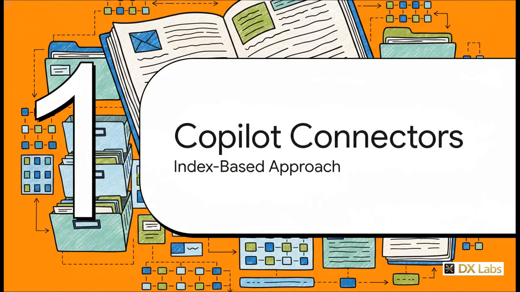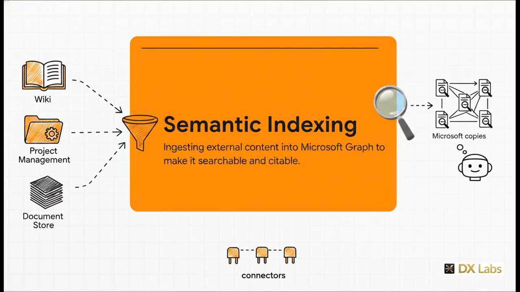Section 1, Copilot Connectors, which we call the index-based approach. Think of this approach like giving your agent that highly organized rulebook we just talked about. In plain English, semantic indexing just means we take documents from outside systems, like a company wiki, a project management tool, or a massive document drive, and we literally copy and organize that content into Microsoft Graph.